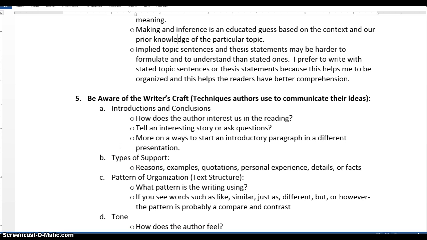Number 5, be aware of the writer's craft. What do I mean by writer's craft? Techniques authors use to communicate their ideas. Number 1, introductions and conclusions. When you're writing a thesis, the first paragraph is the introduction. How is the author going to get our attention? We're going to learn there are many ways to do that. But for example, one way is they can tell us an interesting story, or they can ask us questions. And if they ask questions, in the essay they will give us the answers.